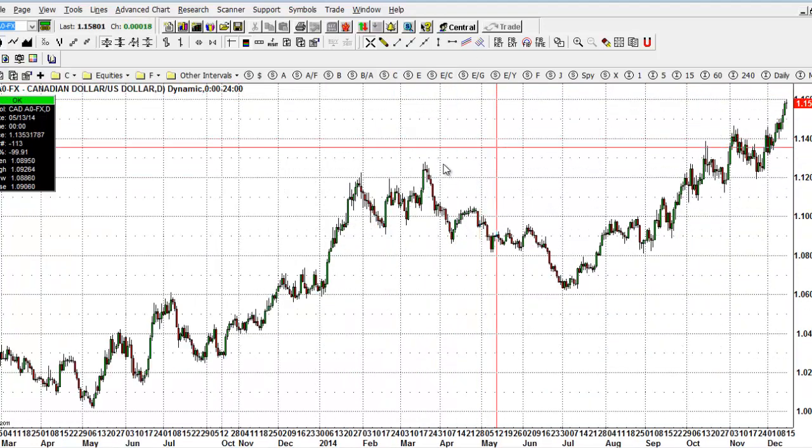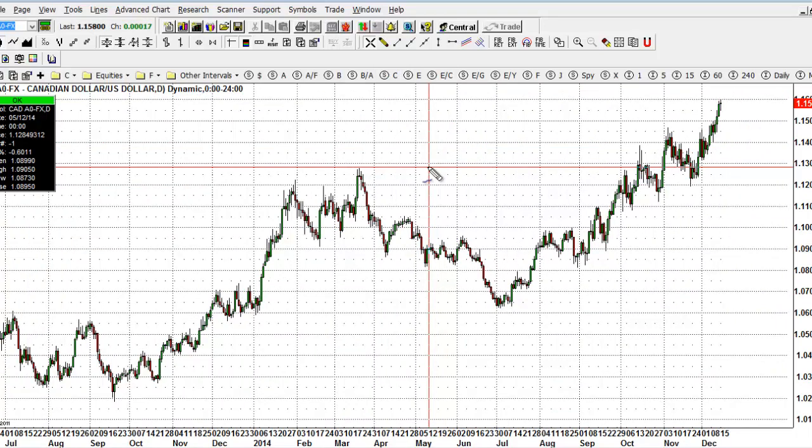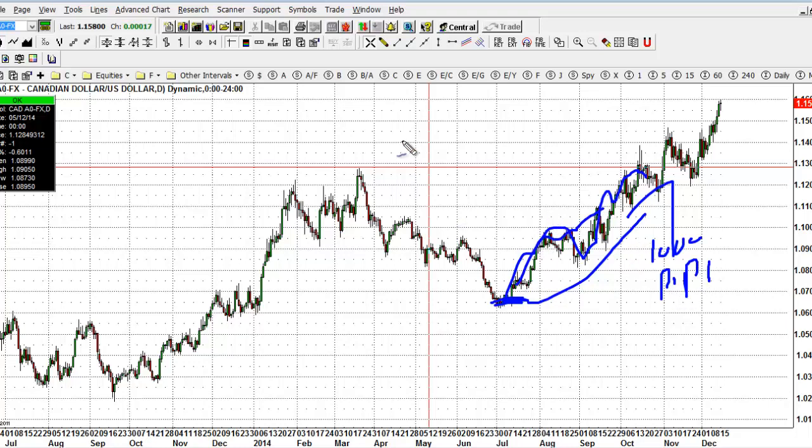Okay, another market that's trending fairly nicely is the Canadian dollar, where we see the market has been on an up move ever since July of this year, and the bottom is at 106.50, and we are now at 115.80. So this is almost another 1,000 pip move in a currency pair. 1,000 pips. And the key is to try to identify markets that are trending and get as many pips in a trending market as you can.